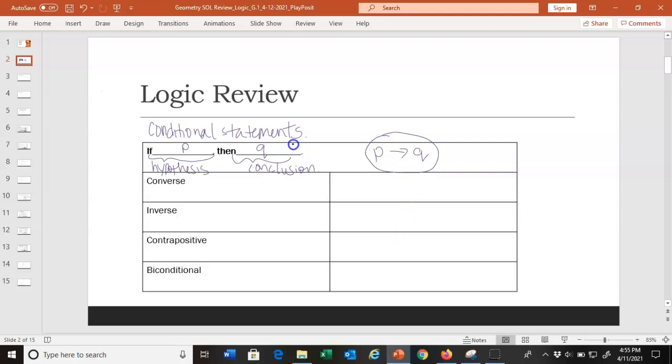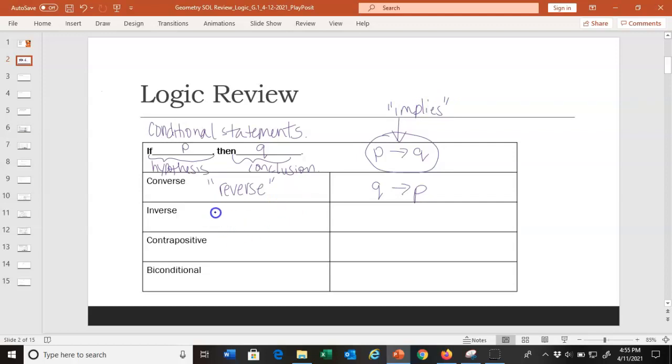All right, so then we can go ahead and manipulate this in 4 different ways. The first way is the converse. And I like to remember that by thinking of the reverse. So the converse is the reverse. All you do is you flip the parts. So instead of P implies Q, it will be Q implies P. That's kind of how we read this little arrow here. We say implies.